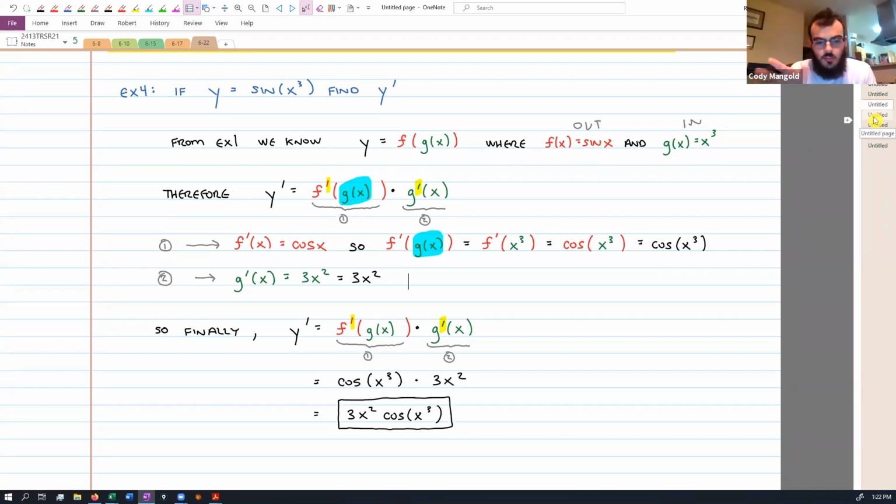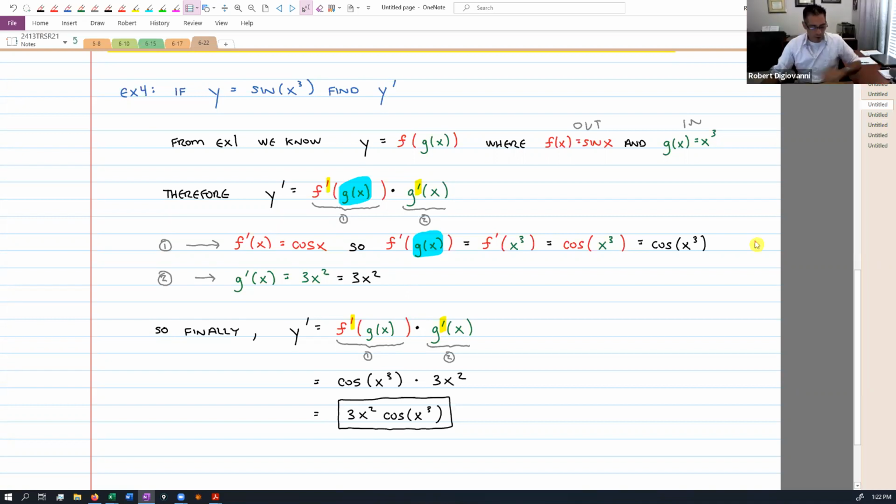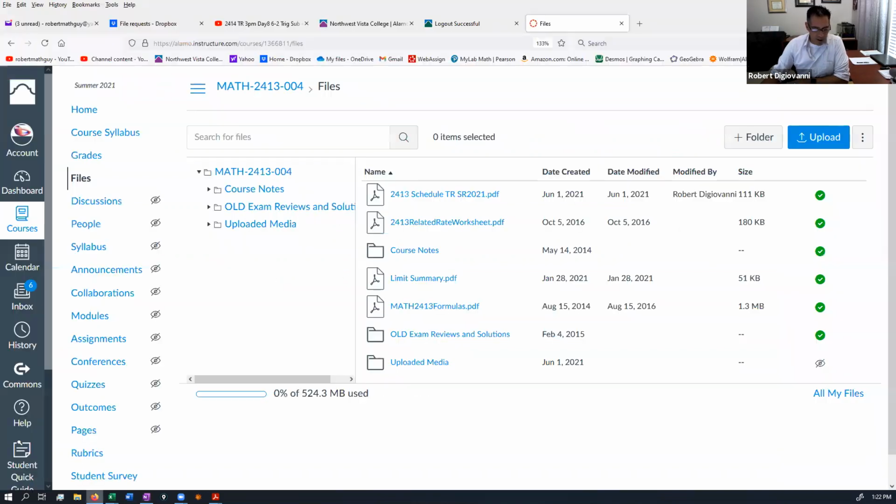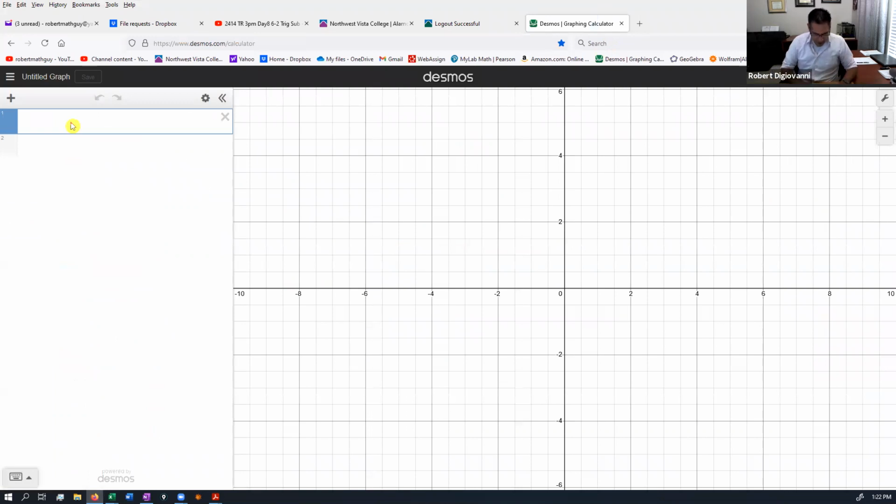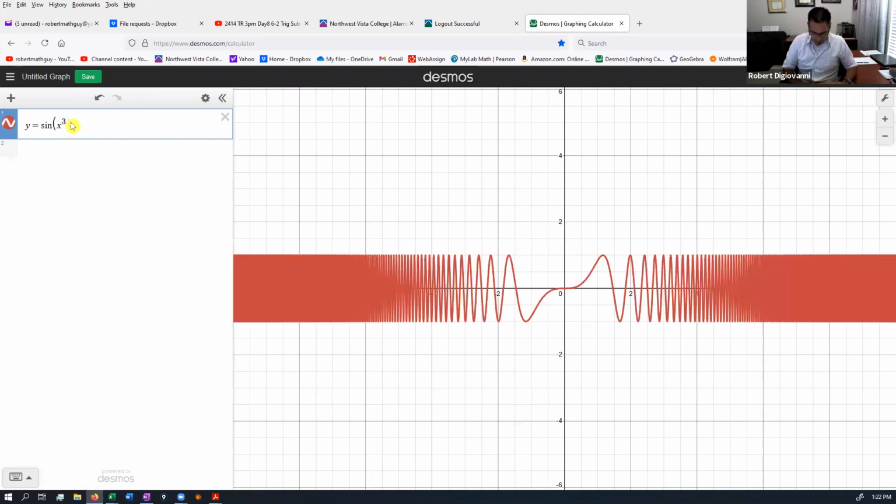So then after everything with the chain rule, at the end, that 3x squared times cosine of x cubed, that's our derivative? That's your derivative. Yep. Okay. So let's take a step back for a second. Let's go to the graphing software. Let's graph y equals sine of x cubed. Ooh, that's cool looking. Okay. There's sine of x cubed.